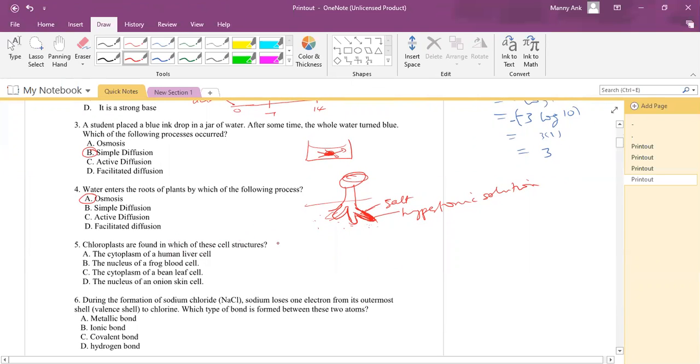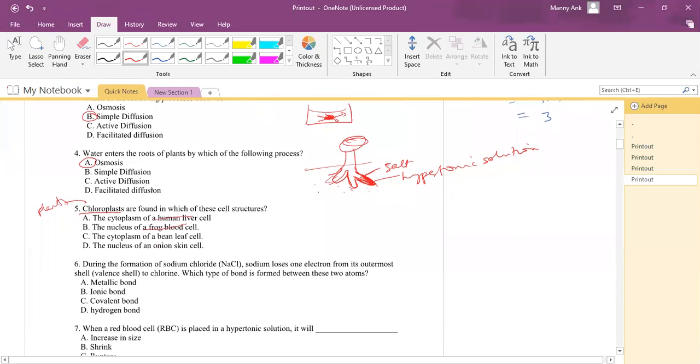Then, chloroplasts can be found in which of these cell structures? Talk about chloroplasts. Remember, they are found in plants. So you can do elimination here. Liver cell is not a plant, so this is out. Frog is out, because animals. So it's between C and D. Now, where do you have the chloroplast? The chloroplast cannot be in a nucleus. The chloroplast is a whole organelle by itself, so it can be found in the cytoplasm.